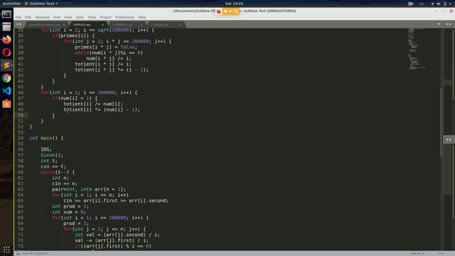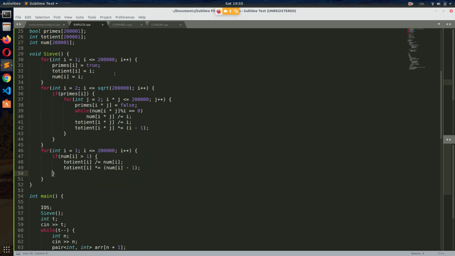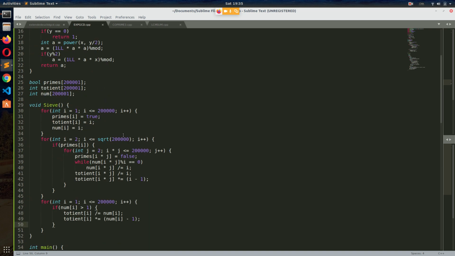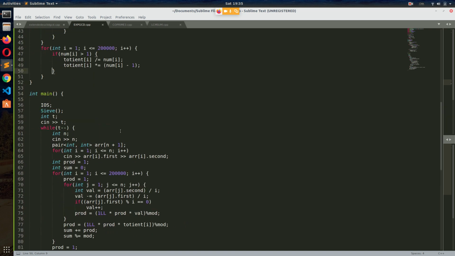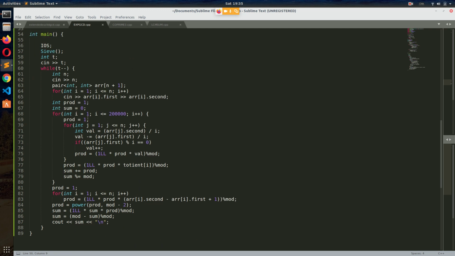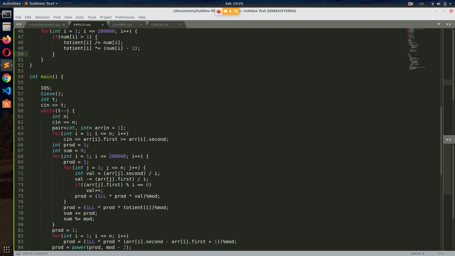Is the totient calculation clear? How this happens in O of max log max time? Okay, I think it's clear to everyone. Yeah, so moving on, now it's pretty simple.